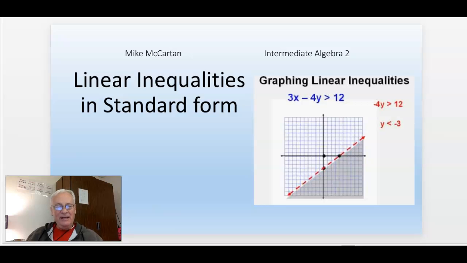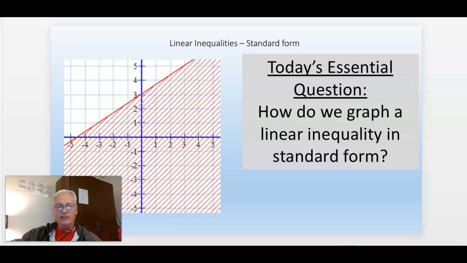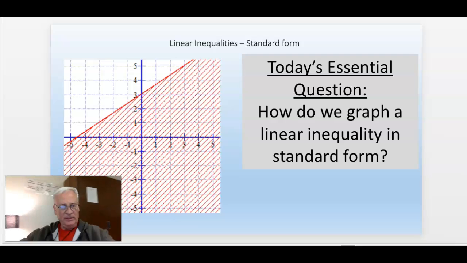Guys, today we're looking again at linear inequalities, and now we're going to look at standard form, which we looked at before. We just graph it a little different way. Again, today's objective is to graph and identify the solution to a linear inequality, just like yesterday. It's just expressed in a different way. All right, the essential question is different than what it was yesterday, okay?